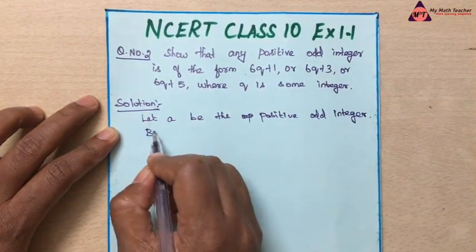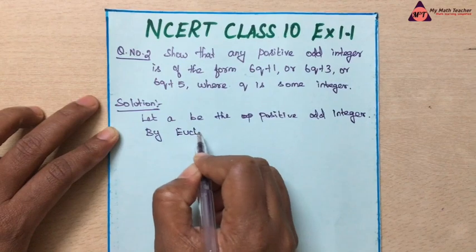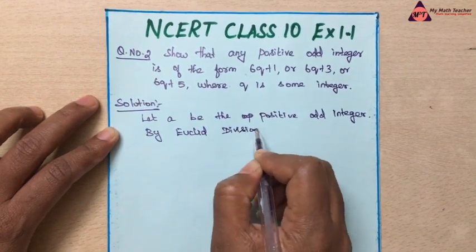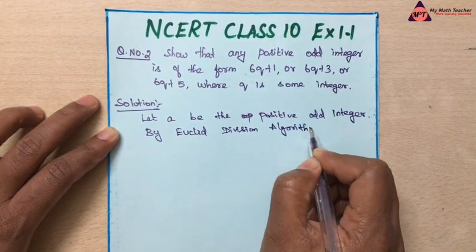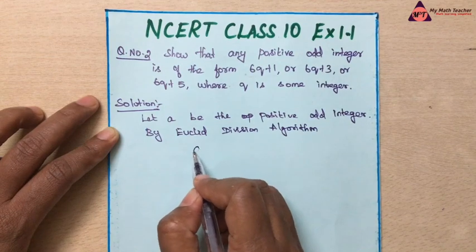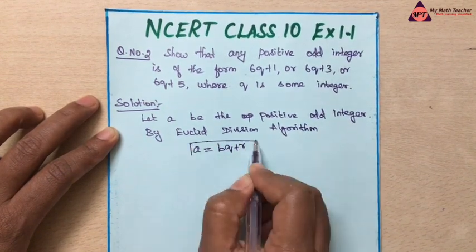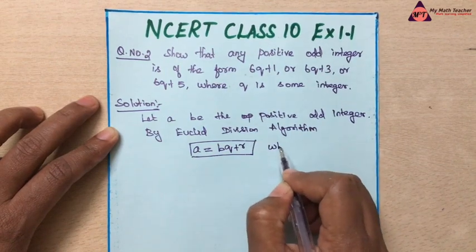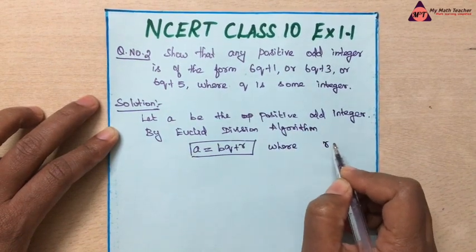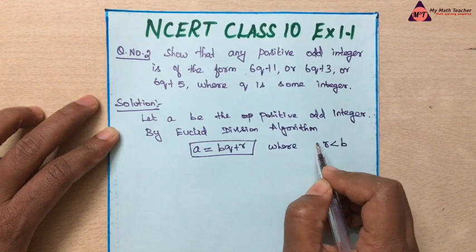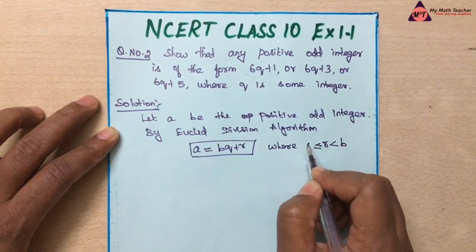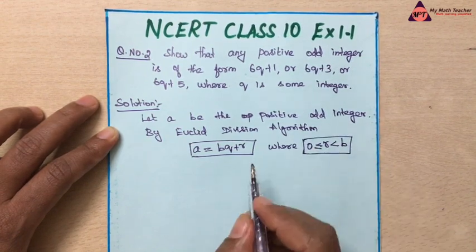Now, by Euclid division algorithm, we know that what is the condition? a is equal to bq plus r. This is the condition where r will be less than b and it will be greater than or equal to 0. We know that very well.